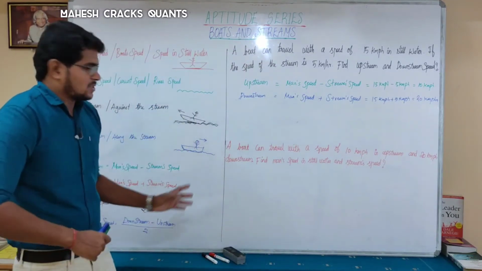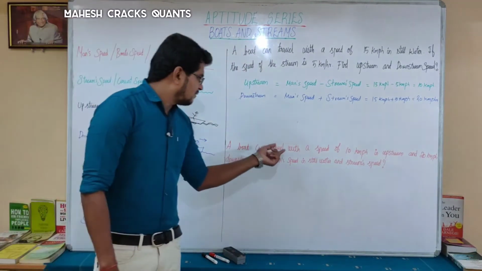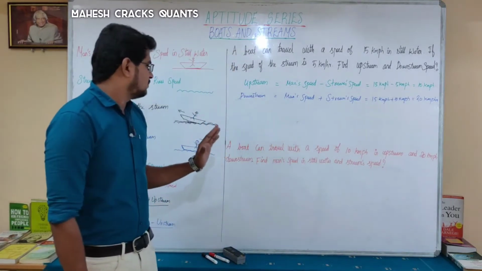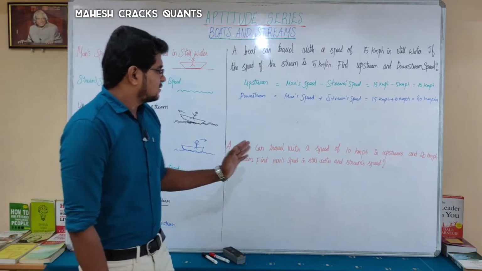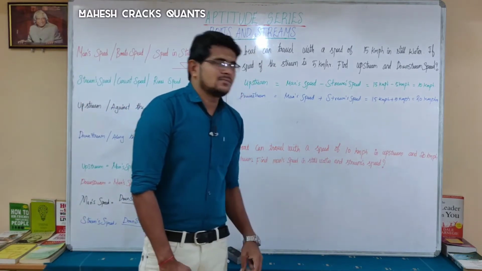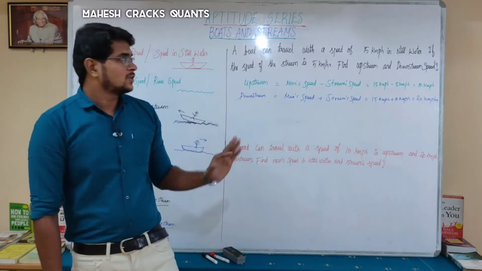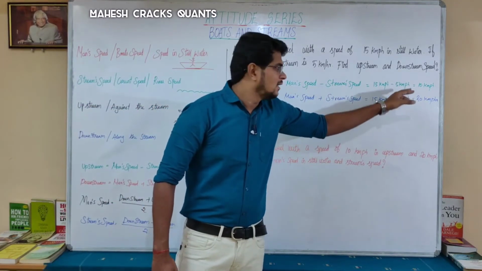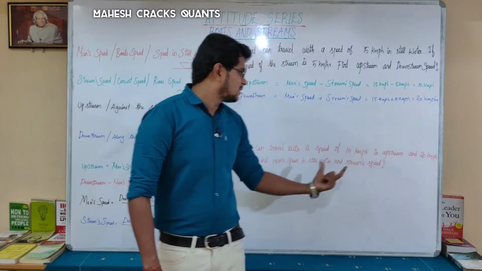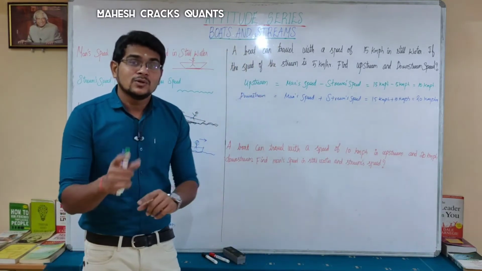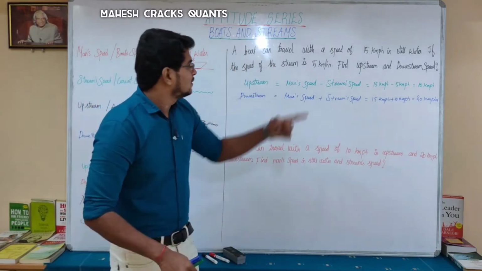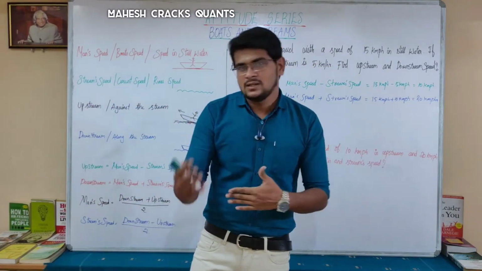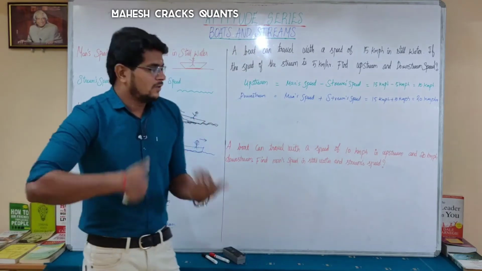That's it. Next question. A boat can travel with a speed of 10 km per hour in upstream and 20 km downstream. Find man speed in still water and stream speed. Okay. The same question here. We got the answer here, 10 km and 20 km. That 10 km upstream and 20 km downstream is given here. So you need to get the answer as 15 km per hour and 5 km per hour as the still water speed and stream speed. Okay. How will you get?